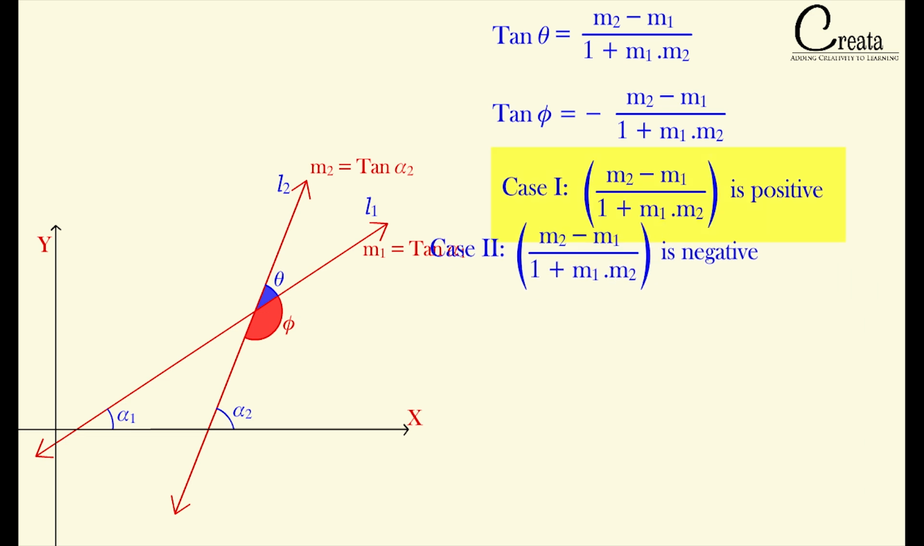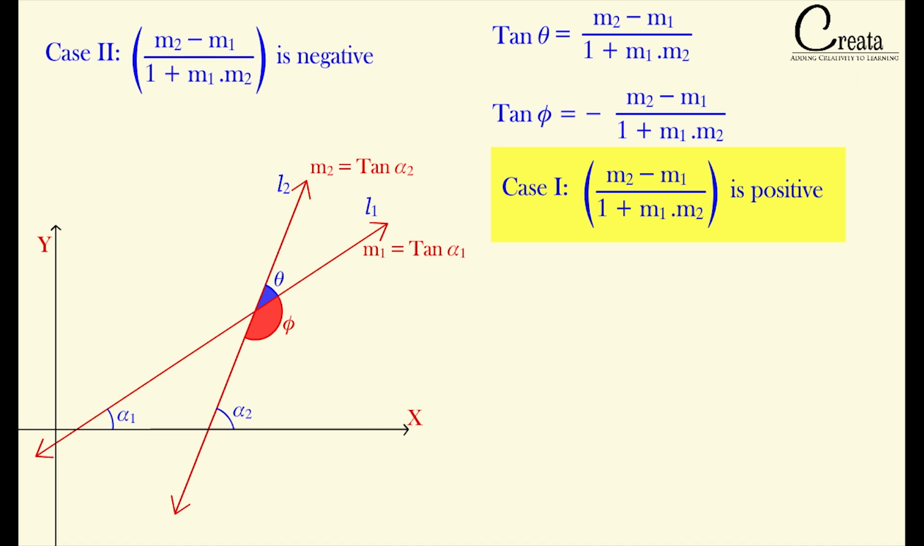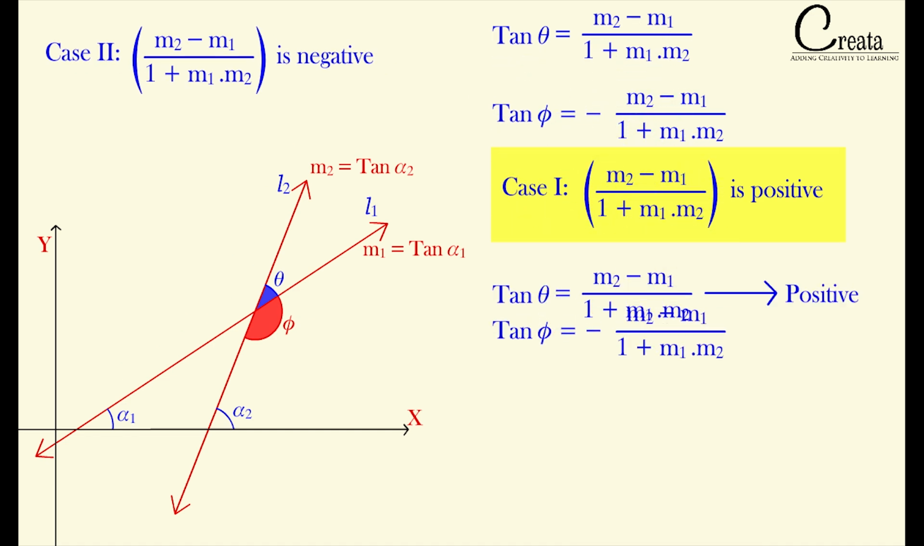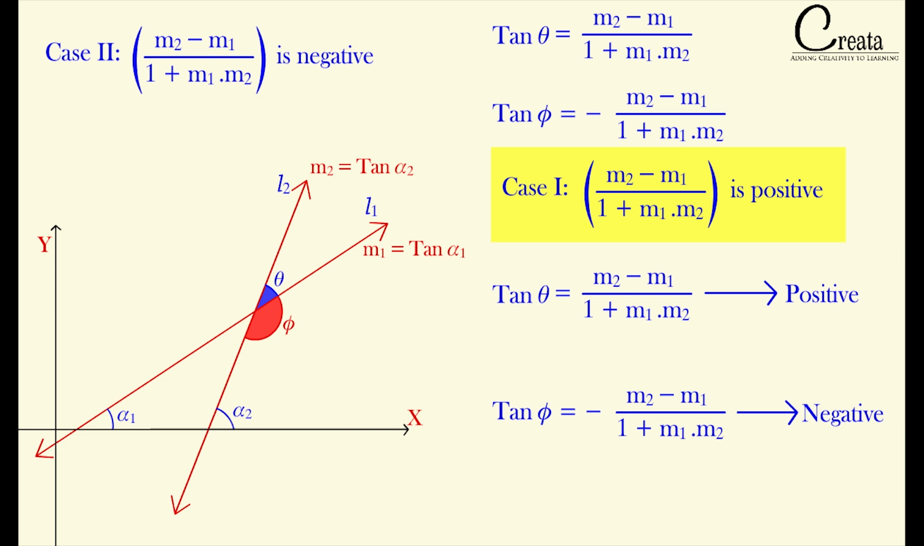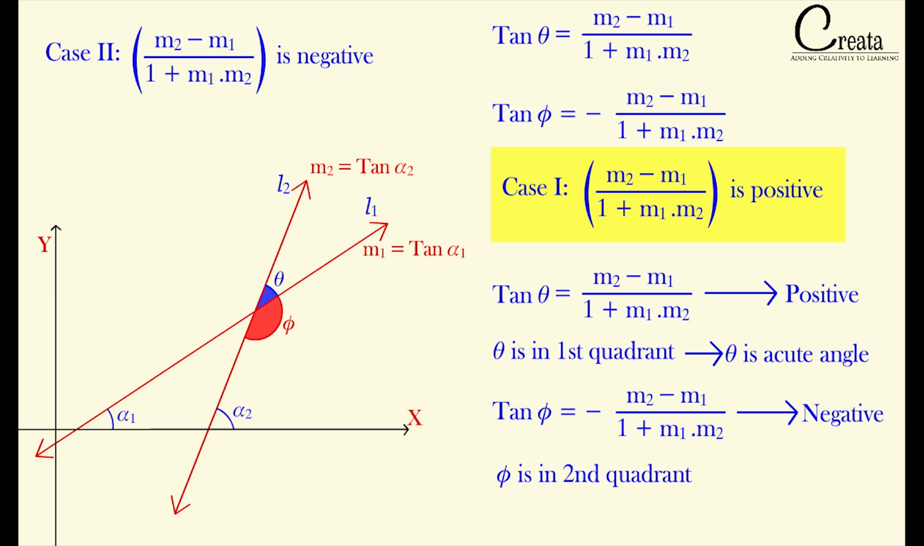Let's take case 1. If the value of this term is positive, then tan theta will be positive and tan phi will be negative. Okay, simple mathematics. What does this mean? It means that tan theta is positive, that is theta is coming in the first quadrant, and tan phi is negative, means angle phi is coming in the second quadrant. Means theta ranges from 0 to 90, that is theta is an acute angle, and phi ranges from 90 degree to 180 degree, that is phi is an obtuse angle.